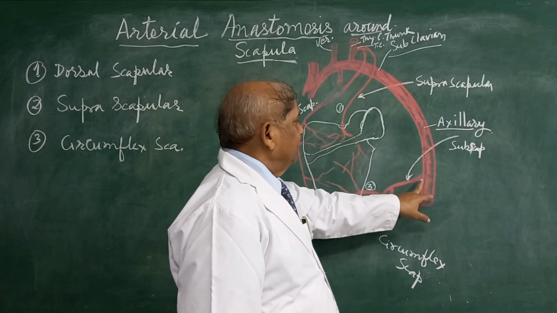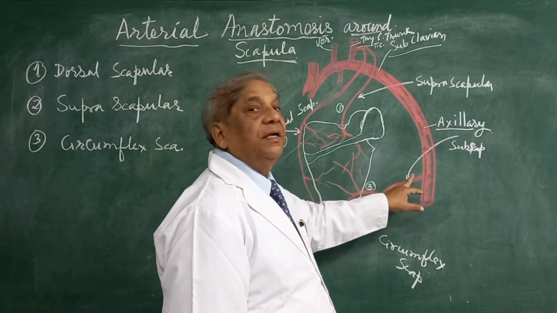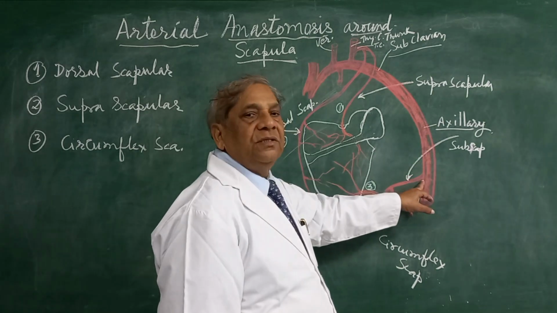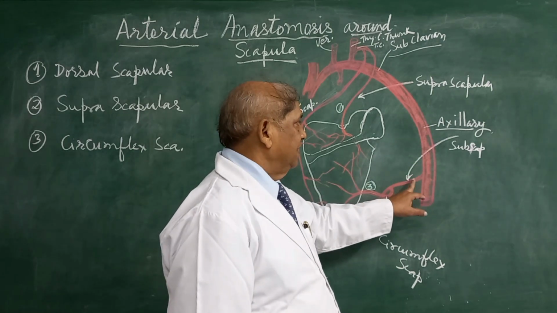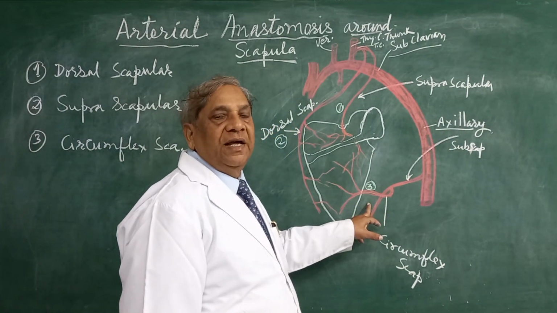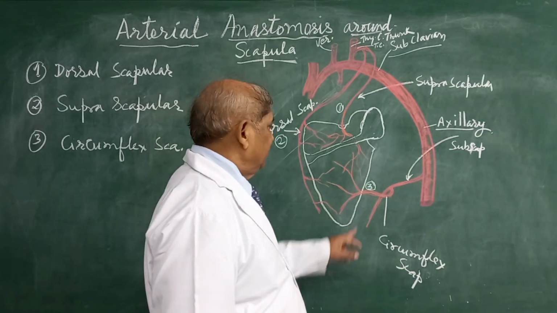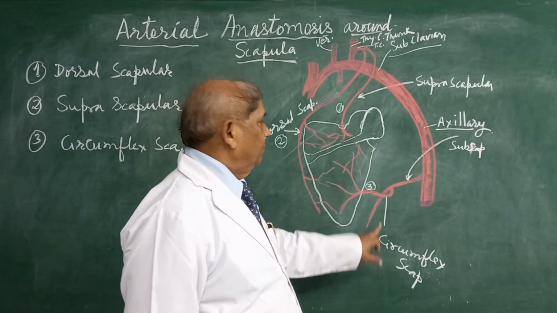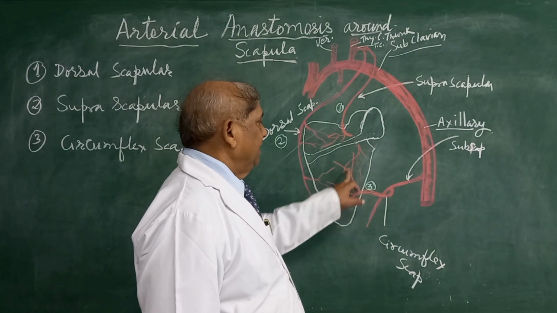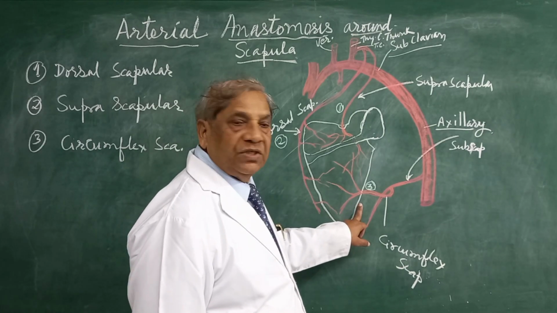Then the branch which takes part in anastomosis is from the third part of the axillary artery. There are branches from the first part, there are branches from the second part, and this is the branch from the third part of the axillary artery, which is called the subscapular artery. The subscapular artery, as it lies close to the lateral border of the scapula, gives a circumflex branch, called the circumflex scapular branch, which winds around the lateral border, and then it breaks up into many branches on both surfaces, the infraspinous fossa as well as the subscapular fossa.